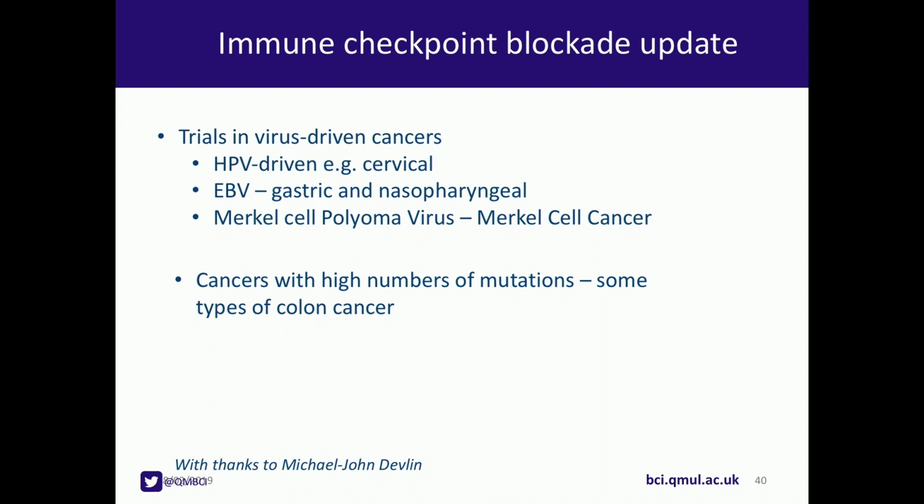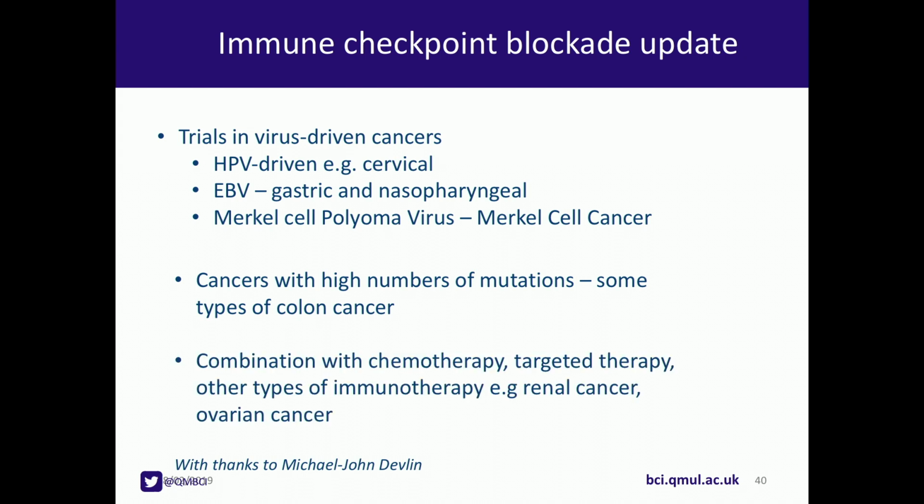Cancers with high numbers of mutations, I think there's a clue here. These are quite antigenic. They're easily recognized by the immune system. Some types of colon cancer. But also, what is happening for most cancers in most clinical trials now is that there's combination with chemotherapy, with targeted therapy, other types of immunotherapy. And there's a lot of trials going on in this area at the moment.